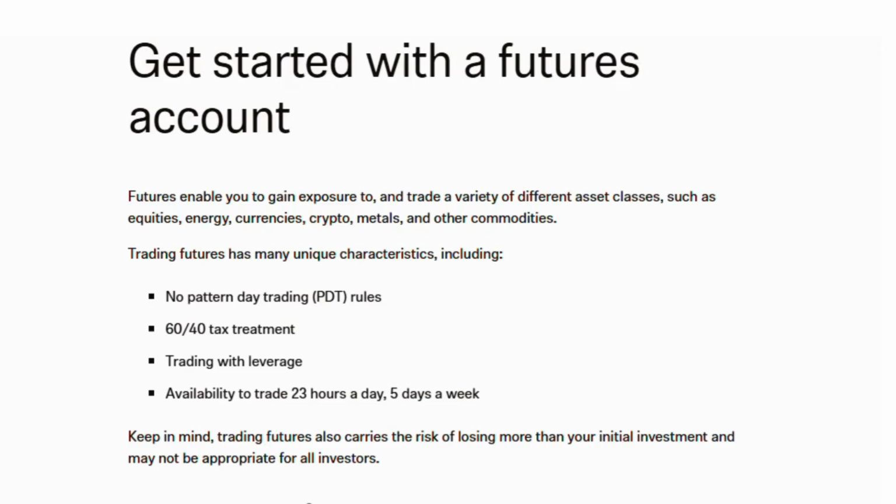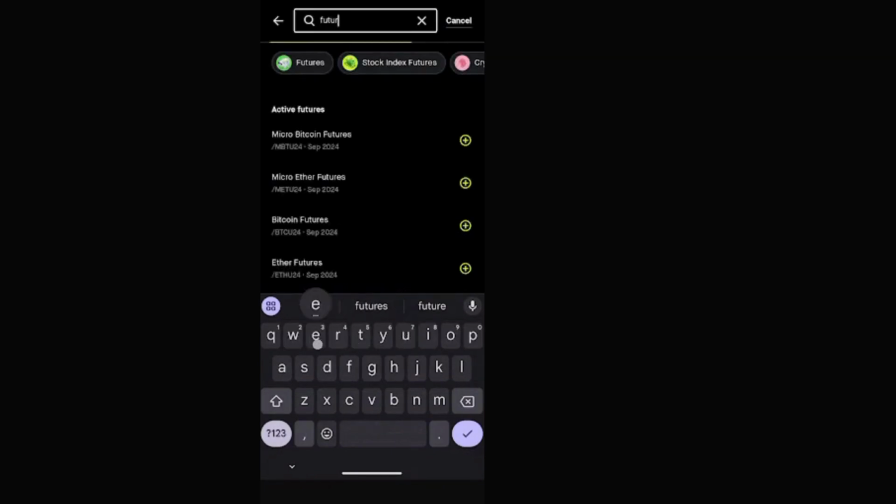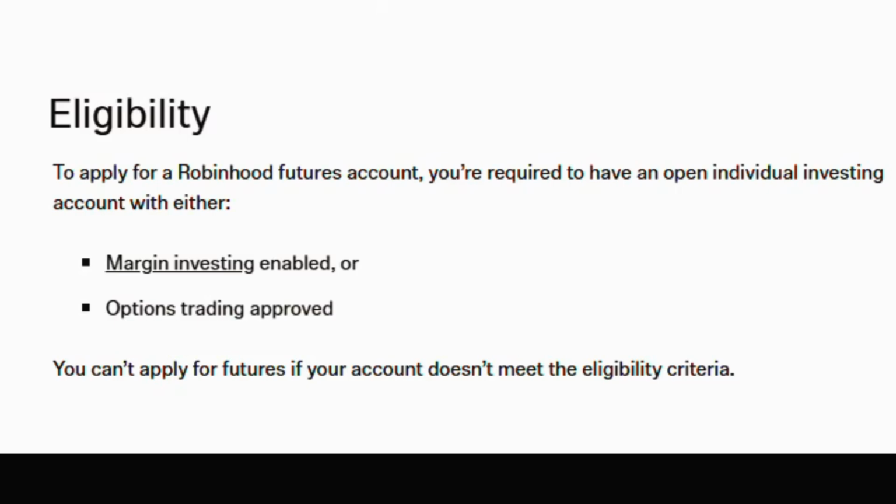First things first, you want to open up the Robinhood app and search futures trading. You'll see an option to apply or learn more. Tap that. If that doesn't pop up, go to your settings, right where you would normally apply for options or margin trading. To get approved for futures, you must be approved for both options and margin first. Once you're approved, you'll be able to start trading futures.